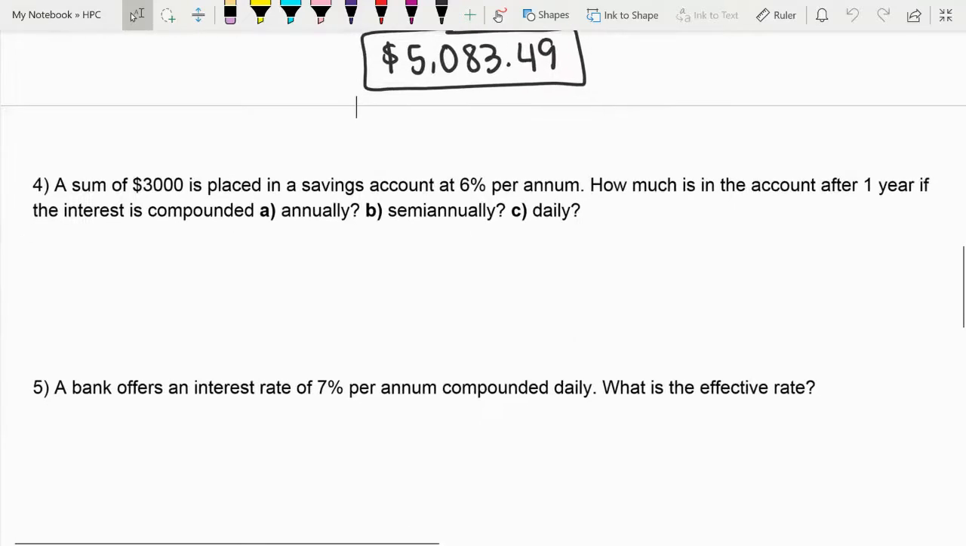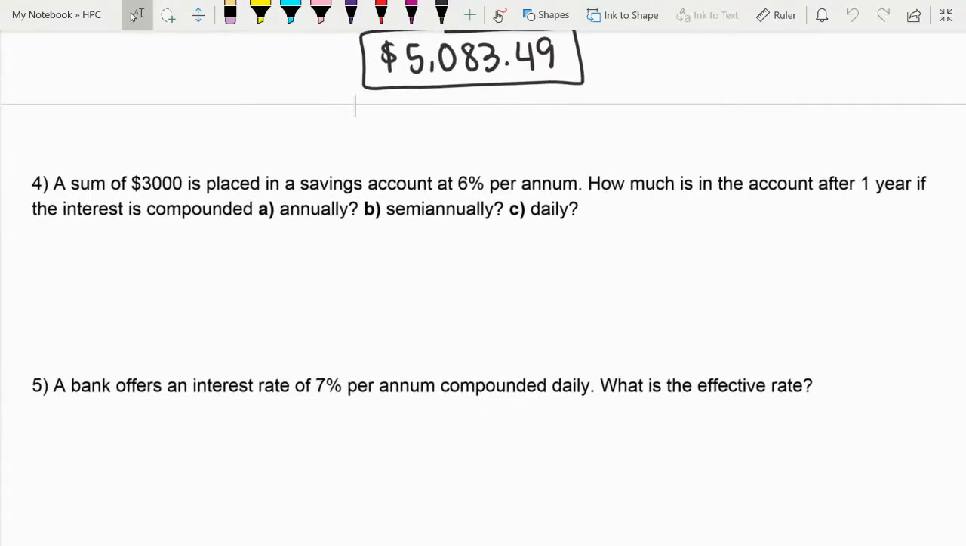Number 4, a sum of $3,000 is placed in a savings account at 6% per annum. How much is the account after 1 year if the interest is compounded annually, semi-annually, and daily? Okay, so first let's start with part A. We are working with annually, so this would give us our same equation that we've been using. A is equal to P times 1 plus R raised to time. Okay, so we are solving for A.